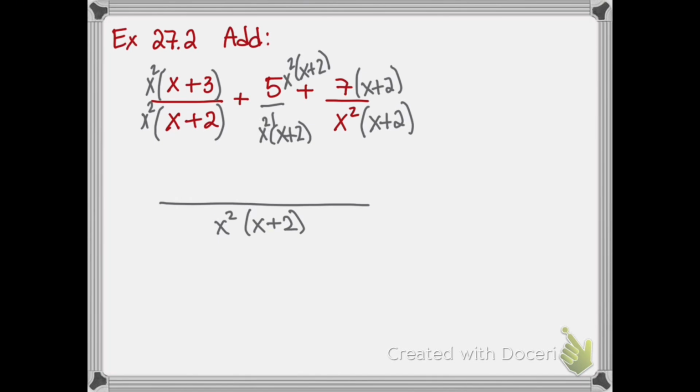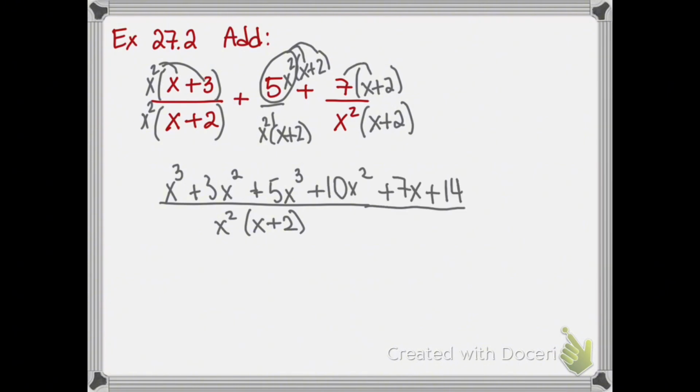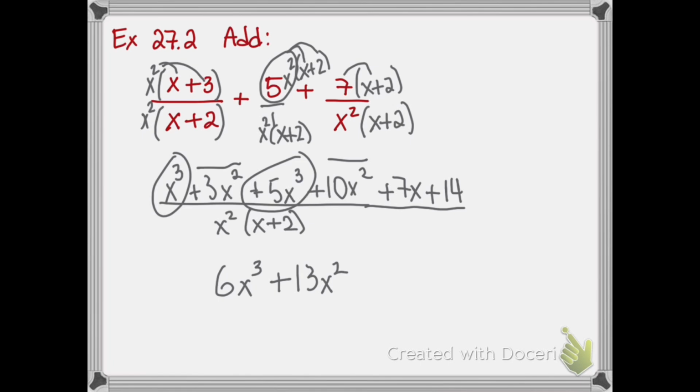When I do distributive property, I get x to the third power plus 3x squared plus 5x squared times x is 5x to the third power, and 5x squared times 2 is 10x squared. Finally, 7x plus 14. Now we have to add like terms. So 1x cubed plus 5x cubed is 6x cubed. 3x squared plus 10x squared is 13x squared, plus 7x plus 14. And all of that over x squared and x plus 2.